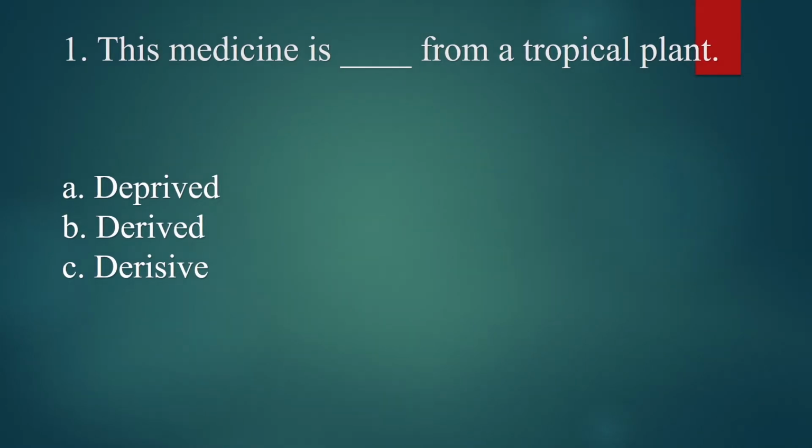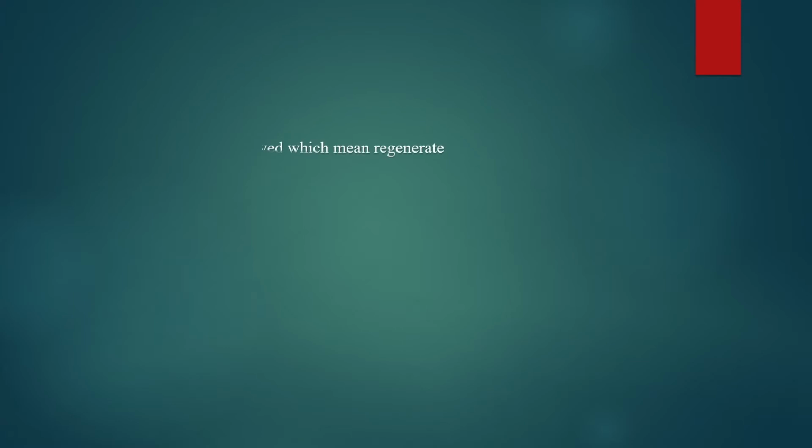Number 1. This medicine is from a tropical plant. A. Derived. B. Derived. C. Dry sip. The correct answer is derived, which means regenerate.